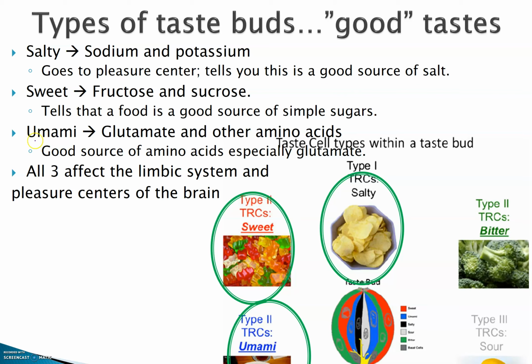Umami means savory in Japanese. That is telling mainly glutamate, which is the main excitatory neurotransmitter, but it detects other amino acids as well. Now, all 3 of these are rare in nature. Good sources of sodium, good sources of sugar, good sources of glutamate. So all of them go to your limbic system. So if only I could come up with like a McCrack burger that has all 3 of those substances. Oh, wait, McDonald's already did that.